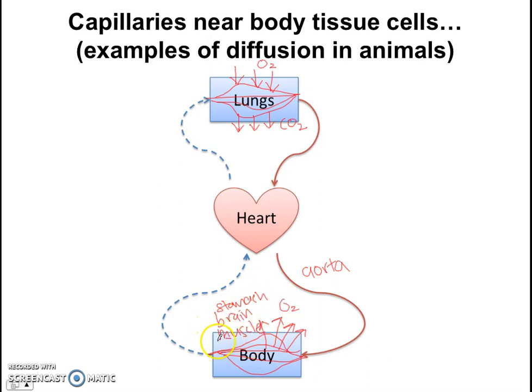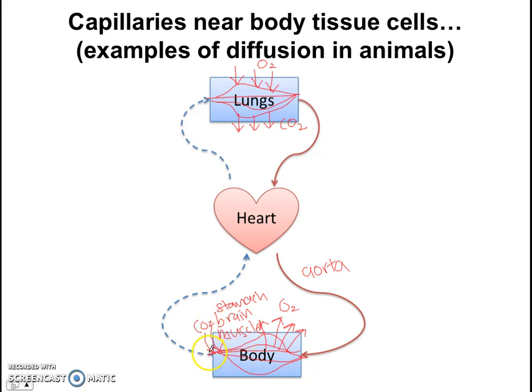And then carbon dioxide will actually diffuse from the muscle cells, from the body cells, and the brain cells, and the stomach cells, all the different body cells. Carbon dioxide will actually diffuse back from them into the capillaries. So the body's tissue cells are getting rid of the carbon dioxide, so it's moving into the capillaries.